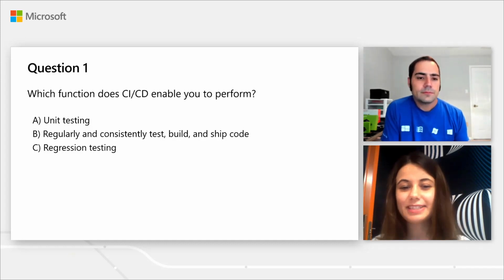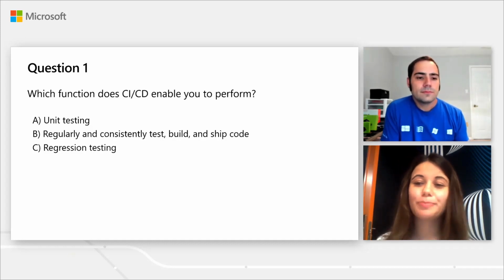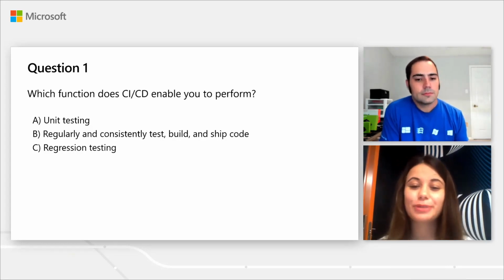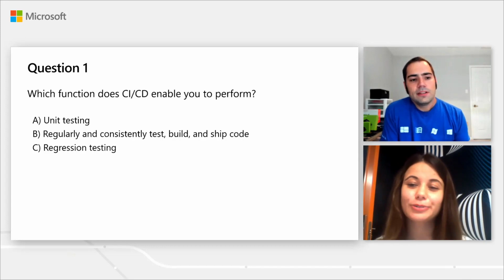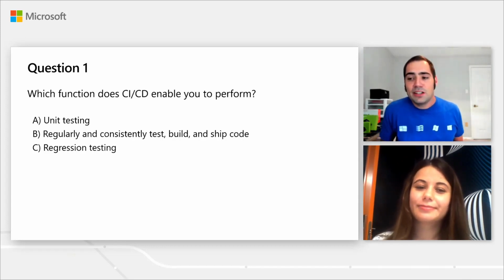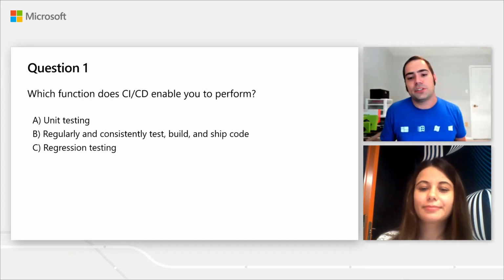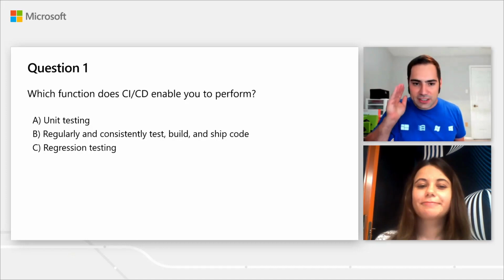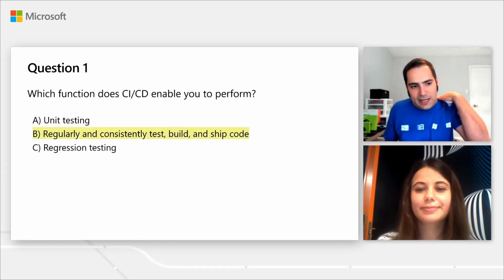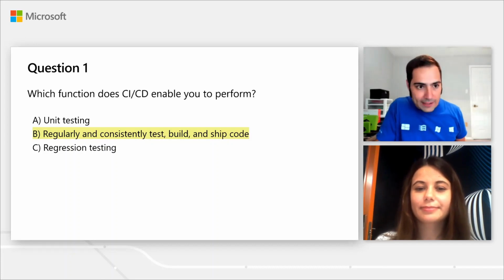So CI/CD performs unit testing, but what we want is to regularly and consistently test, build, and ship the code. That is correct. And you'll notice really all of the choices here have some mention of testing, but the whole point of CI/CD is that we can do this consistently. Every time the developer checks in that code, we are going to test it before we accept it, and that is correct. So again, give yourself a pat on the back if you got that question correct.